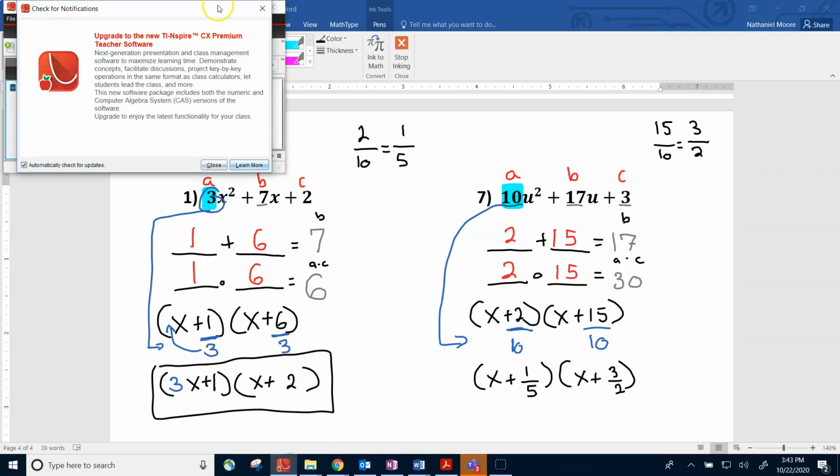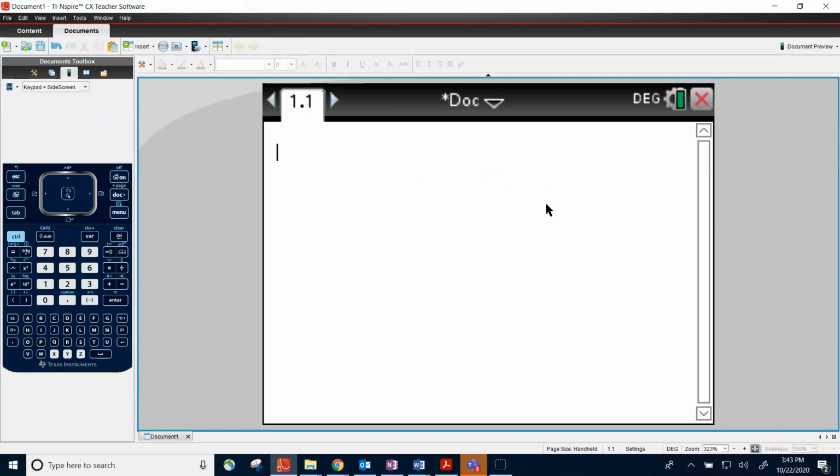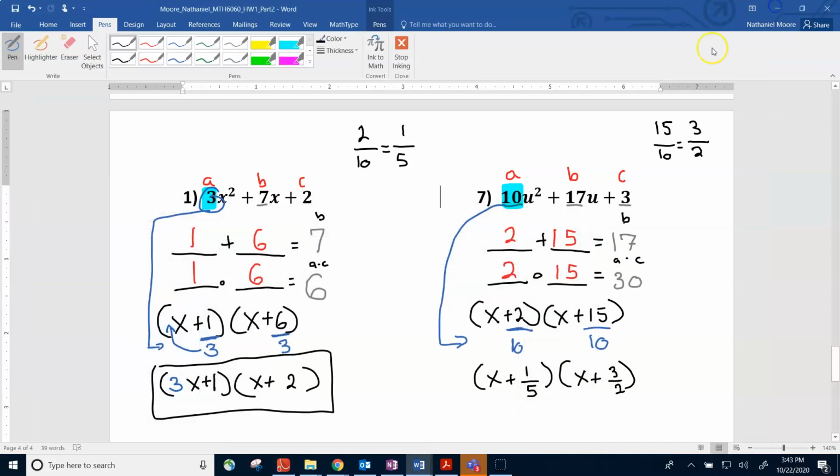Now, another way to do that is if you use your calculator, everyone should have this calculator on their computer. If I do something like this and just do 2 divided by 10, it simplifies it right away for me. If I do 15 divided by 10, simplified, just like that.